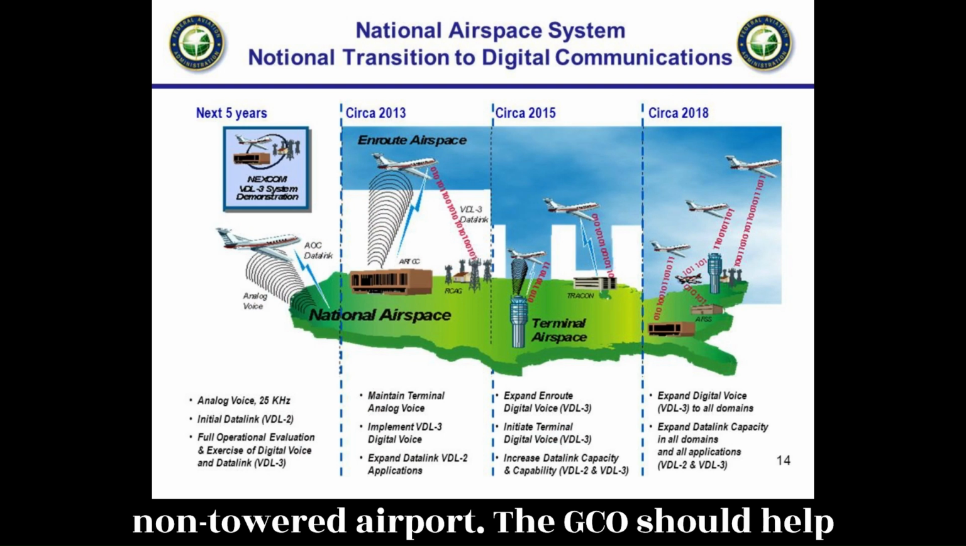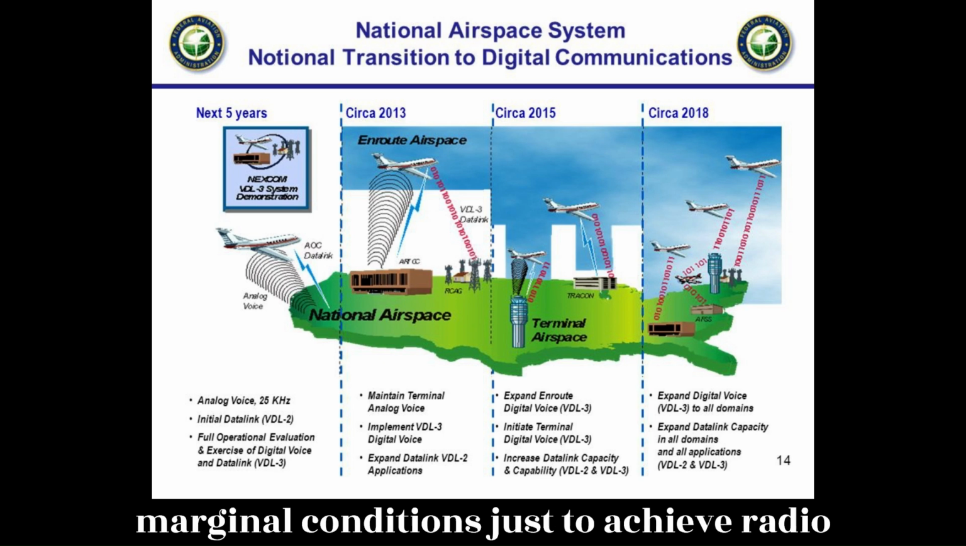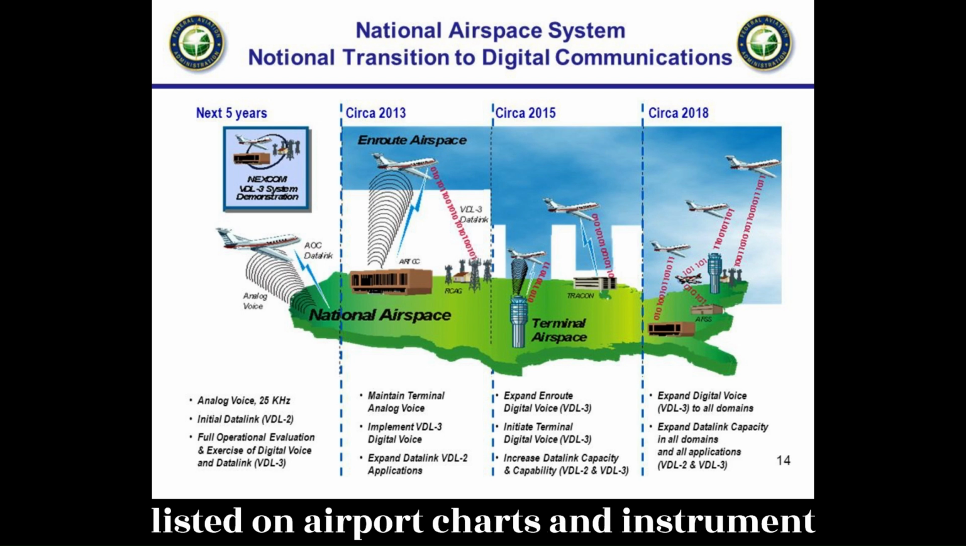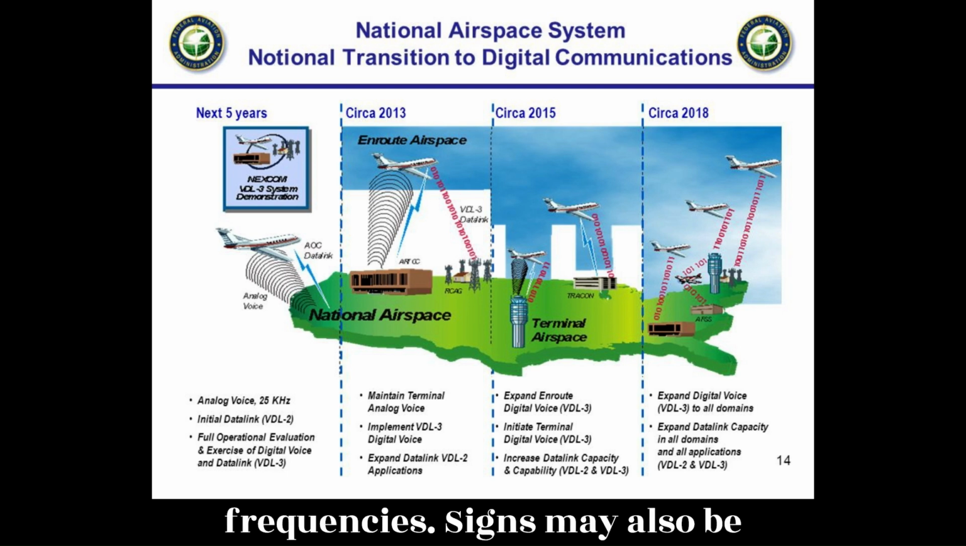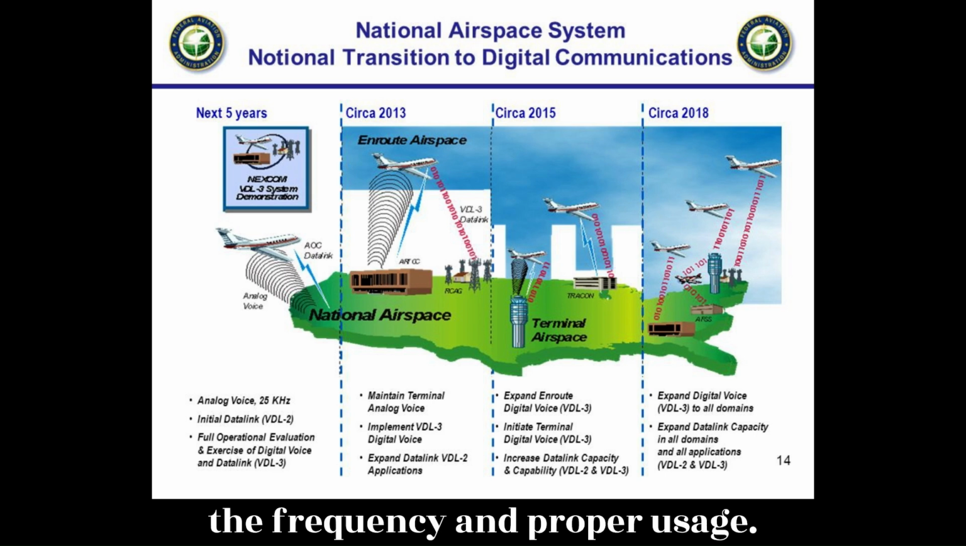The GCO should help relieve the need to use the telephone to call ATC and the need to depart into marginal conditions just to achieve radio contact. GCO information is listed on airport charts and instrument approach charts with other communications frequencies. Signs may also be located on an airport to notify you of the frequency and proper usage.